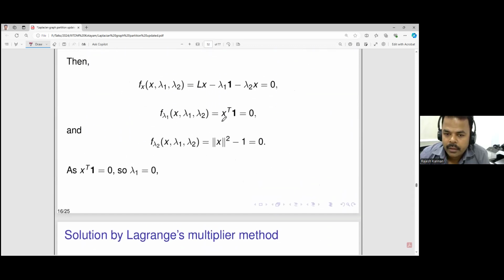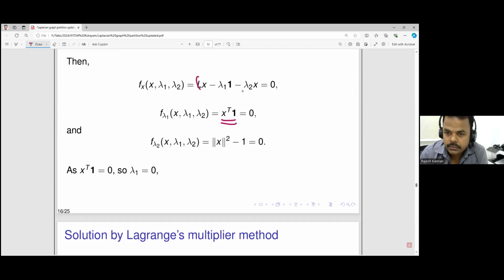Now look at the second constraint: you get x transpose 1 equal to 0. If x transpose 1 is equal to 0, look at the first equation. From here, can I say something? If you pre-multiply this first equation, not by x transpose, sorry, by 1 transpose, what will you get?